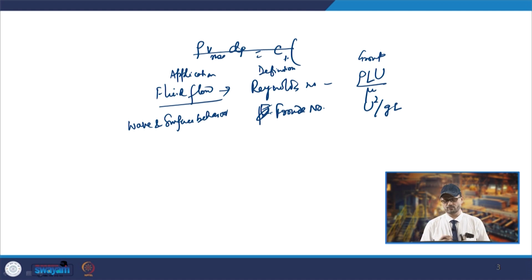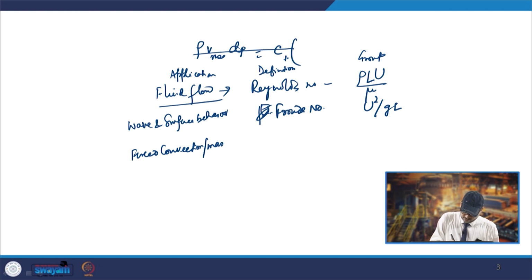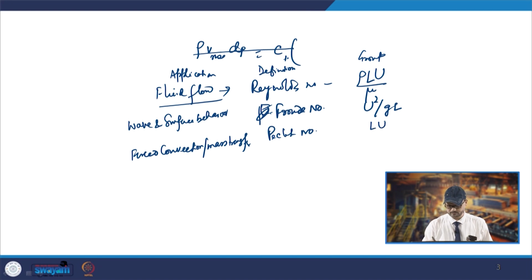Similarly, you go for forced convection or mass transfer. In those cases you have a number that is your Peclet number, and the Peclet number will be Lu upon alpha or Lu upon D. So, that way it is basically the ratio between convection and diffusion. That way you get the Peclet number defined.